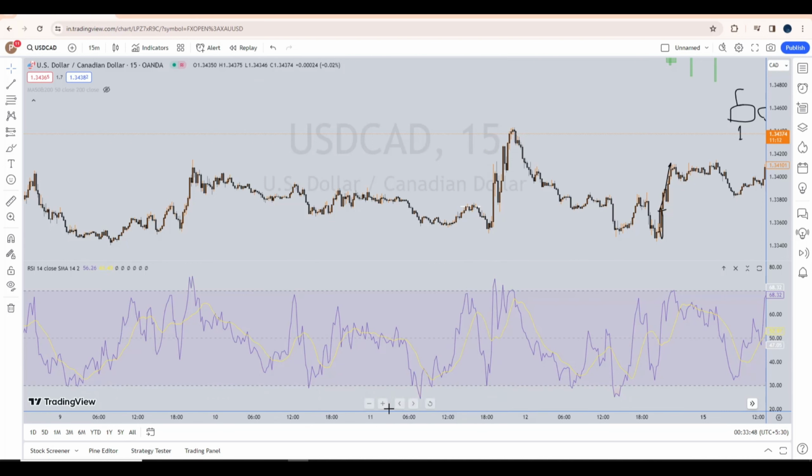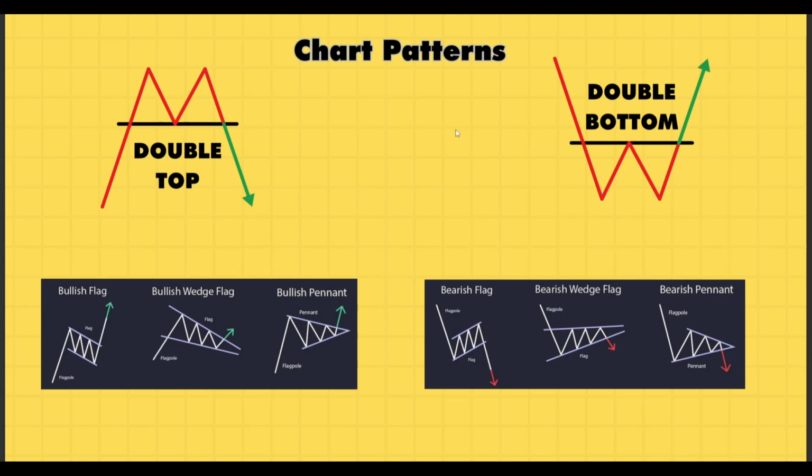Our next topic is chart patterns. What we will look for in the chart patterns is two types of patterns. First is double top or double bottom, basically the M pattern or the W pattern, and all the triangle patterns. Here you can see these are all the triangle patterns. I'll show you in the charts later on. So these are the chart patterns we will focus on.